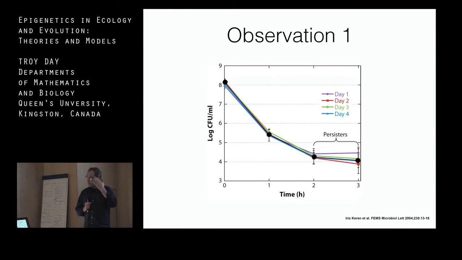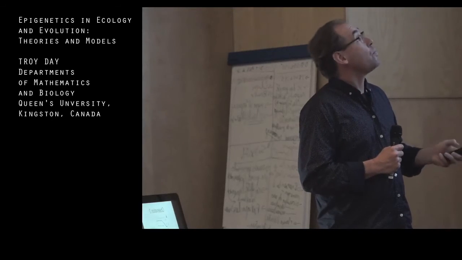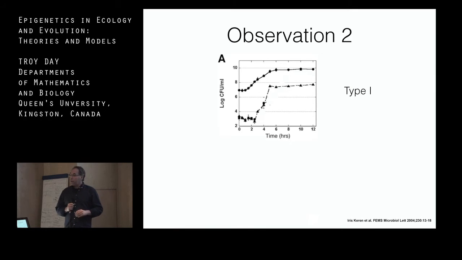It's this pattern of basically phenotypic dormancy, where there's always a small fraction of the population that seems to be dormant and is able to resist antibiotics. The second pattern shows that the rate at which persister cells are formed seems to depend on the population dynamics. So I'll show you a couple of different plots like this.